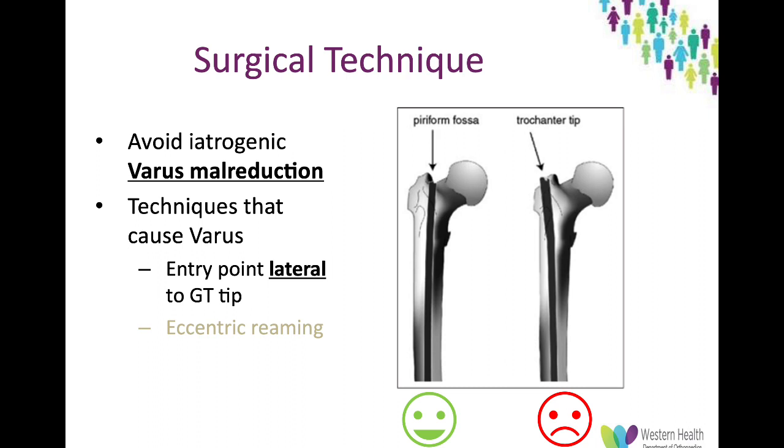Surgical technique is very important, and it's a factor that we can have some sort of control over. It's very important to avoid iatrogenic varus malreduction prior to fixation. Certain techniques that can cause varus malreduction include having an entry point lateral to the GT tip, as well as eccentric reaming over the guide wire.